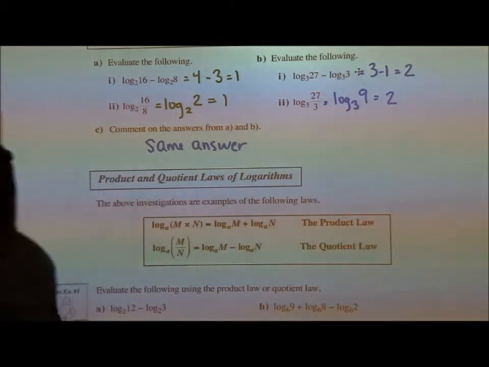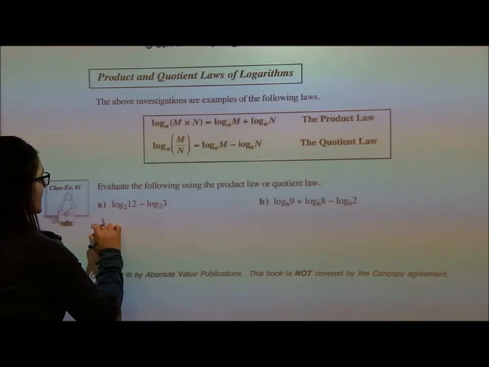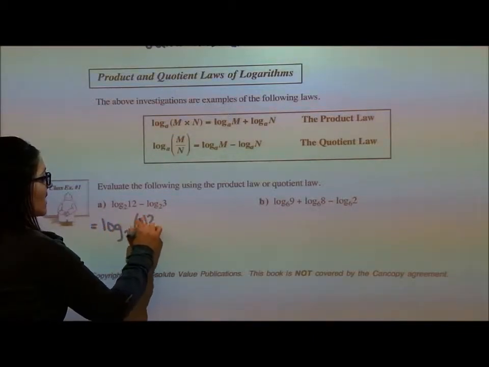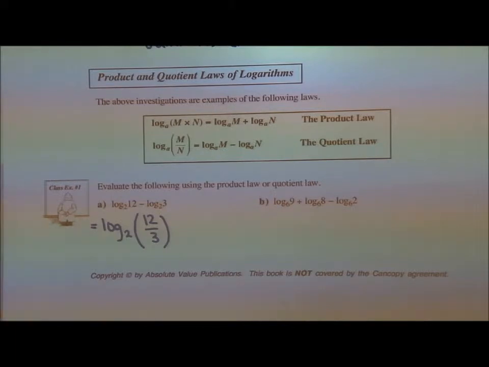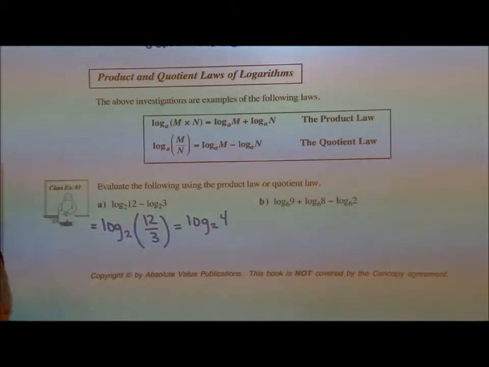Okay? So if we look at class example number 1, it says evaluate the following using either the product law or the quotient law. So in this first one, the bases are the same. That's the first thing I want to check for. Am I adding or subtracting? So if I subtract, do I use the product law or the quotient law? Quotient. And the quotient law says that I would take the two arguments and divide them. So what's 12 divided by 3? 4. And what is log base 2 of 4? 2.